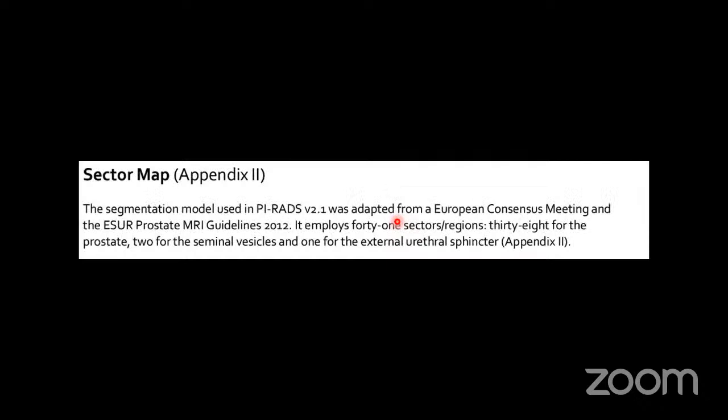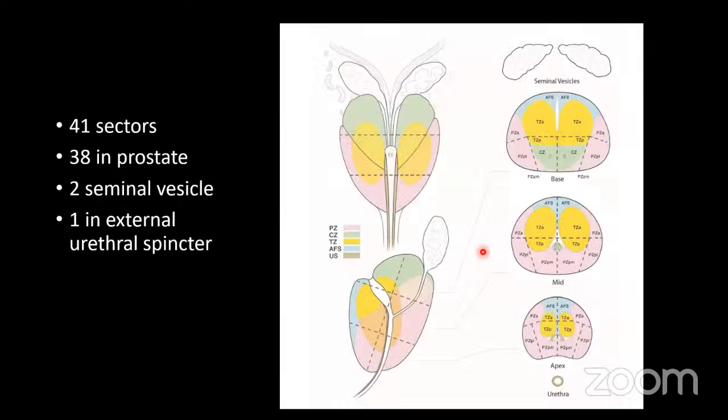Coming to the sector map, which we have to utilize as a part of our template. As per PI-RADS version 2.1, there are a total of 41 sectors into which the prostate is divided: 38 for the prostate itself, 2 for the seminal vesicles, and 1 for the external urethral sphincter. These are all freely and easily available on the internet. The PI-RADS version 2.1 document that ACR has given is again freely accessible, and it's around 78 to 79 pages, but a very detailed description of how to report and also a few examples.